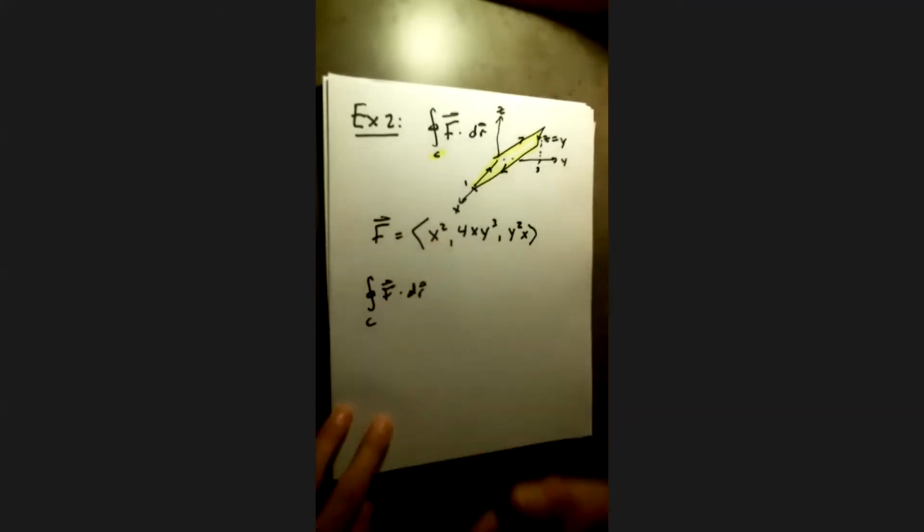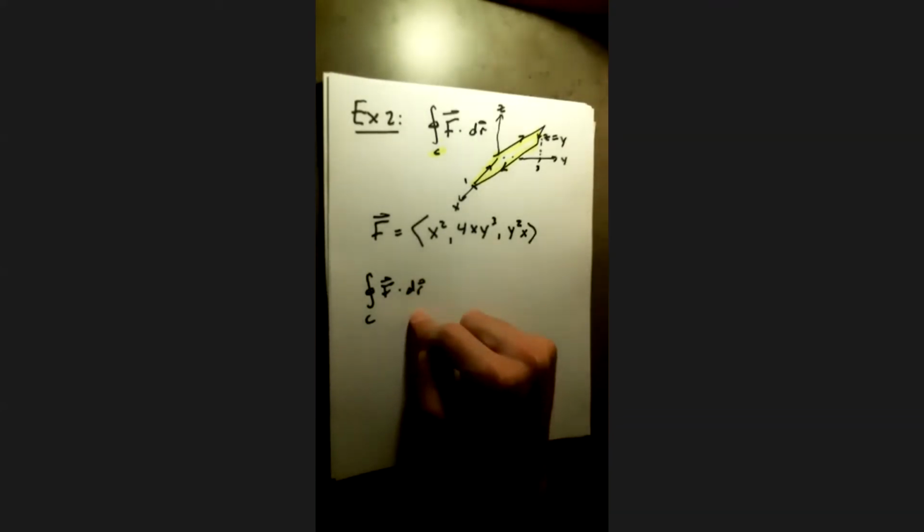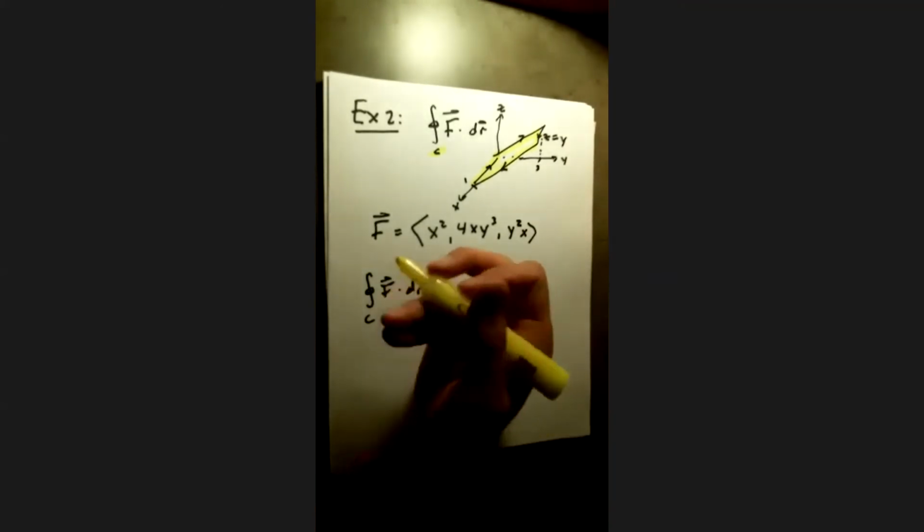What I notice right away is, if I want to calculate this as a line integral, what am I going to have to do first? What's the very first step for every line integral? Parameterize. And how many different parameterizations am I going to have to use? 4. And I'm not a huge fan of parameterizing 4 times if it can be helped.